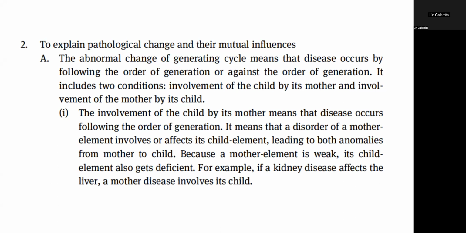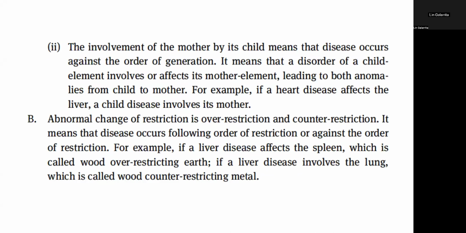The involvement of the child by its mother means that disease occurs following the order of generation. It means that a disorder of a mother element involves or affects its child element, leading to anomalies from mother to child. Because a mother element is weak, its child element also gets deficient. For example, if a kidney disease affects the liver, a mother disease involves its child. Next, the involvement of the mother by its child means that disease occurs against the order of generation. It means that a disorder of a child element involves or affects its mother element, leading to anomalies from child to mother. For example, if a heart disease affects the liver, a child disease involves its mother.